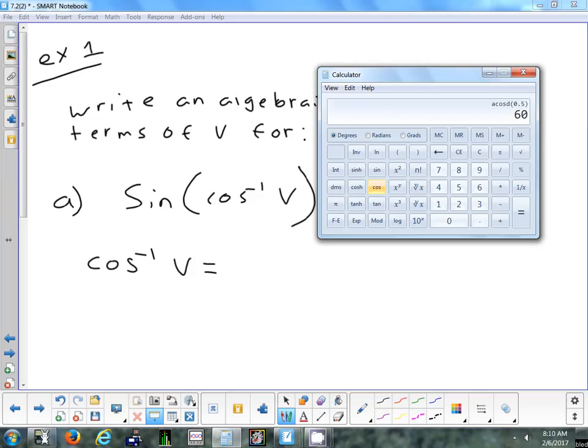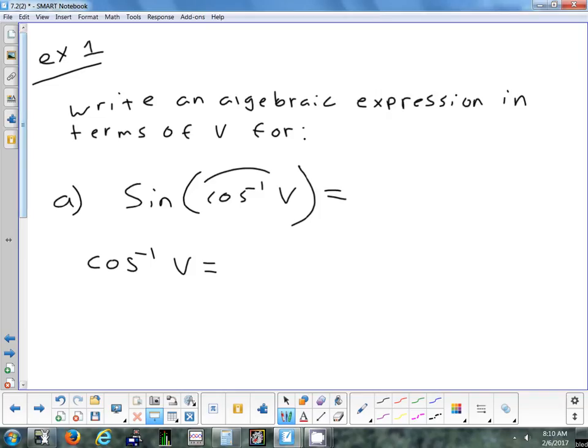Anytime you press inverse a trig function, then hit enter, the answer that you get represents an angle. Do I know what this angle is in this problem? No. When I do inverse cosine of some number between -1 and 1, it has to be between -1 and 1, I'm going to get an angle. I don't know what the angle is, but I'm just going to represent it as theta, just a generic way to represent an angle. So everything that I just circled, I'm pretending that that's theta.